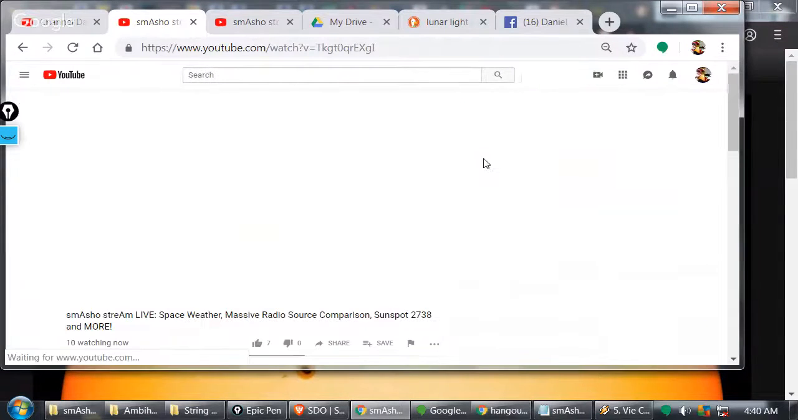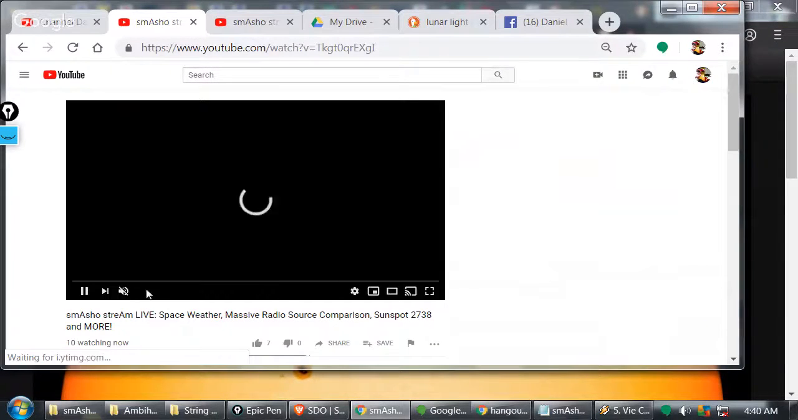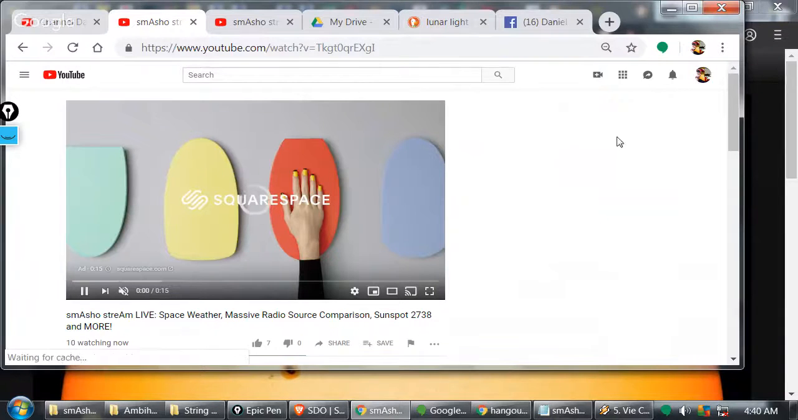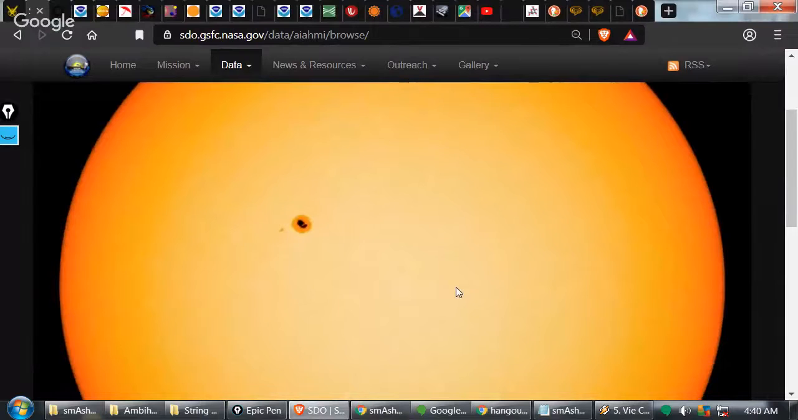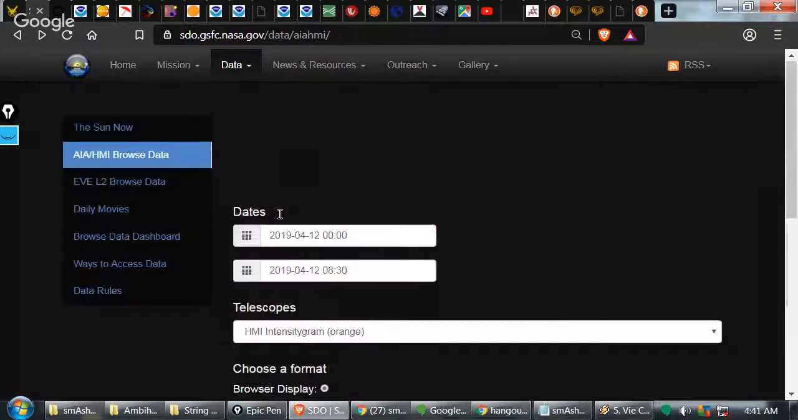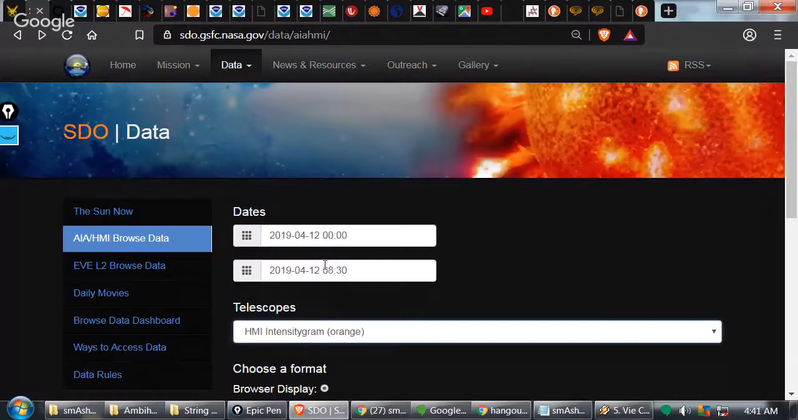There's a stream. So there you can see that umbra that's trailing Sunspot 2738. If I had to guess, I would say the whole system's breaking down. And let's look at the 193 angstrom view.